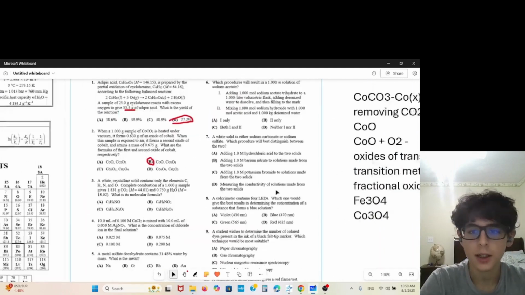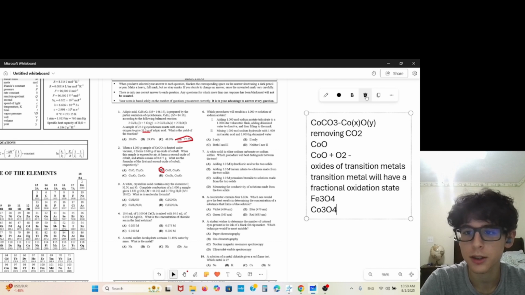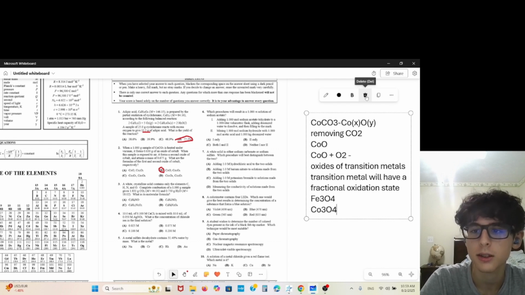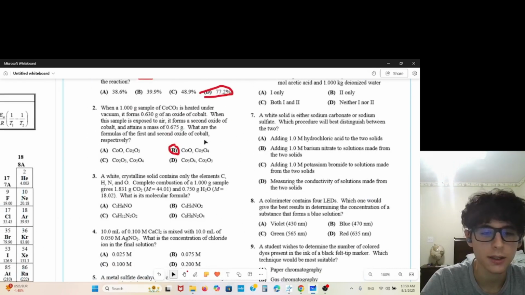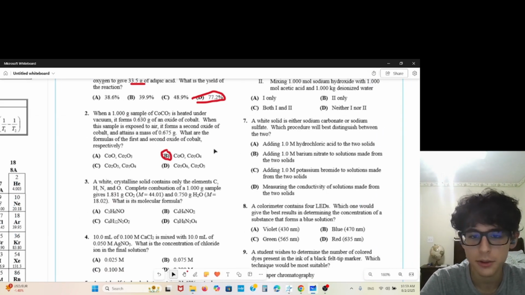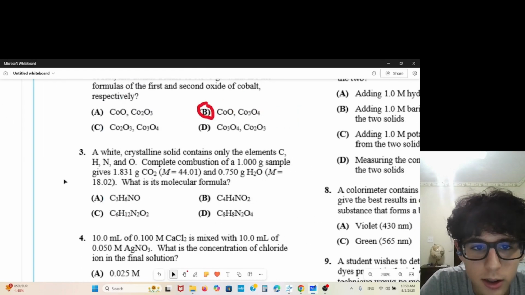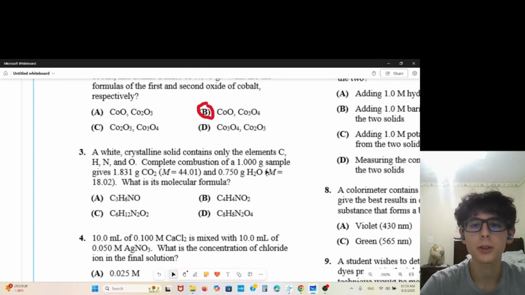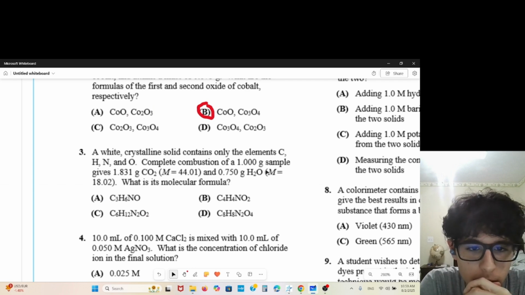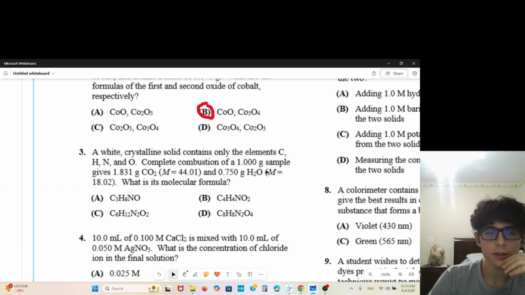So basically, key knowledge here: oxides of transition metals. The oxidation state will be fractional or mixed, like 8/3 is 2 threes and 1 two. All right, this is kind of interesting. Complete combustion of a 1.0 gram sample gives this. Okay, so combustion is really helpful.